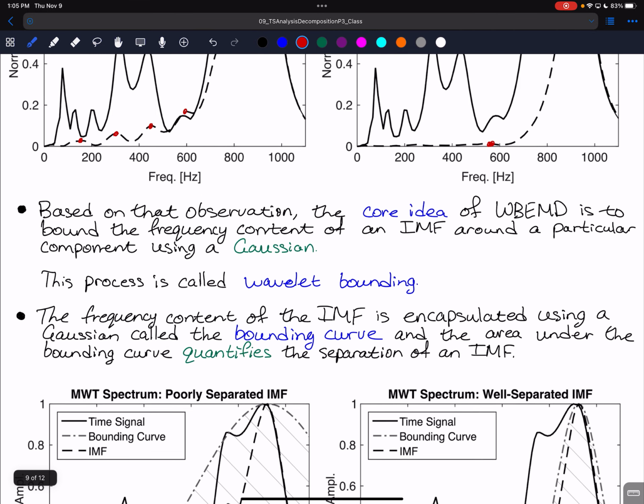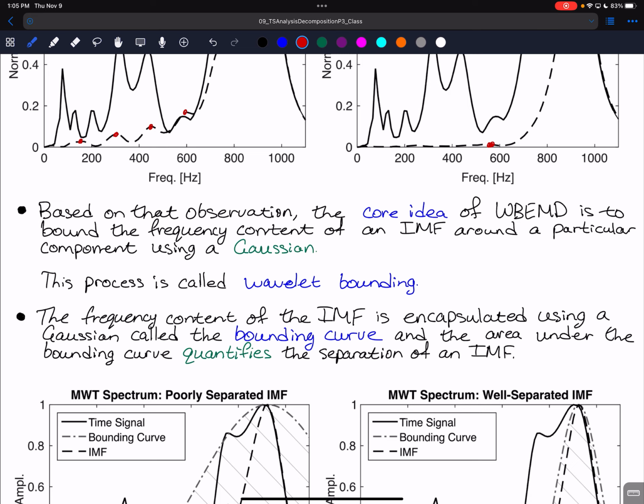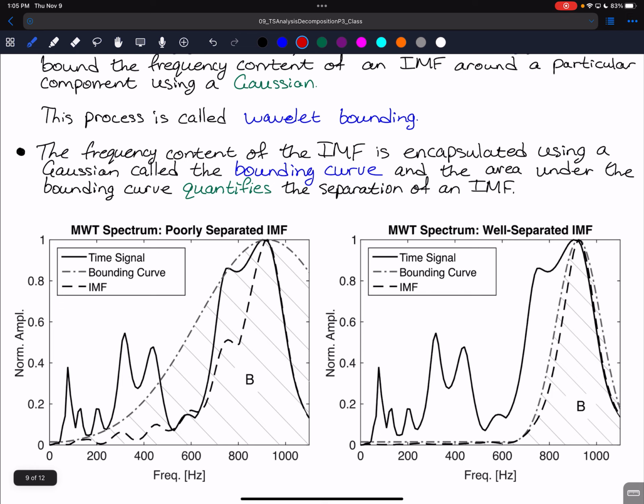All right, so based on this observation, the core idea of the wavelet-bounded EMD is to just basically bound the content of an IMF around a particular component using a Gaussian window or just a Gaussian function. And we call this process wavelet bounding. By doing this, we can encapsulate the frequency content of that IMF inside of a Gaussian function and then compute the area underneath that Gaussian curve, and the value of that area acts to quantify the degree of separation of an IMF.